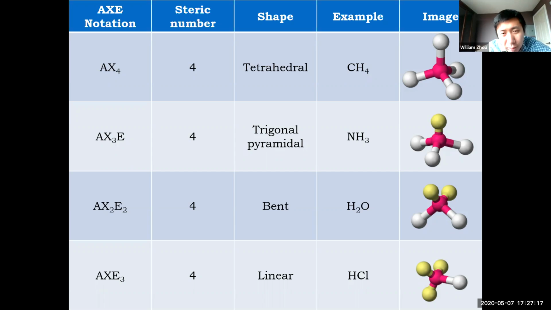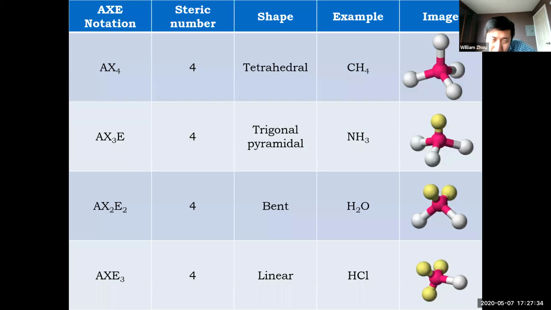The tetrahedral is all X's, AX4. Okay, 4 things sticking out, all of them being bonds. Methane is that example. Tetrahedral is the name. Tetra means 4, hedral means shape. So a 4-sided shape.